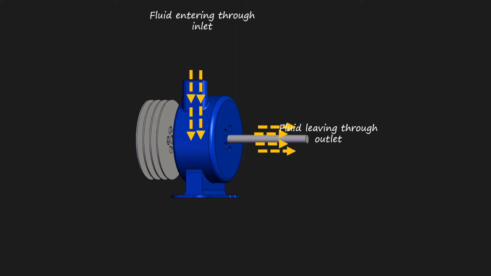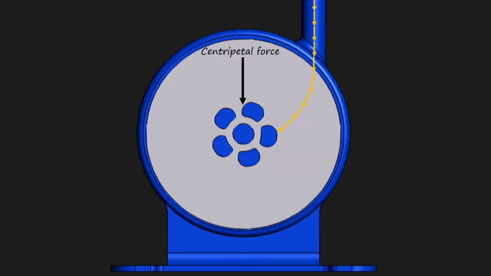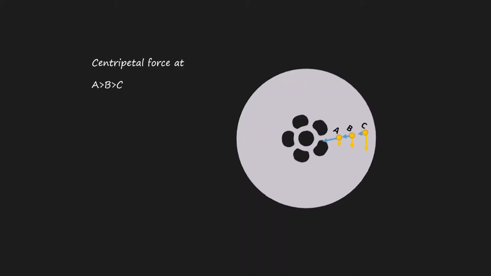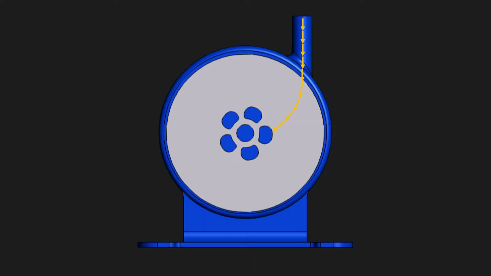When the fluid particles are rotating, they need a certain amount of centripetal force to maintain that motion. A fluid particle of the same velocity requires more centripetal force near the center than away from it. For this reason, the rotating fluid particles have a tendency to move away from the center.